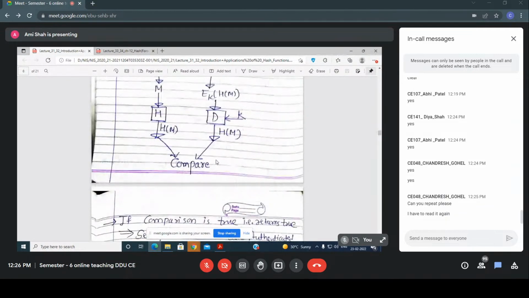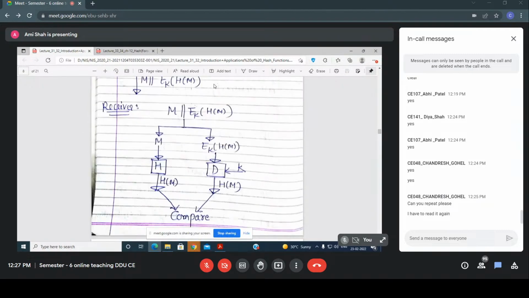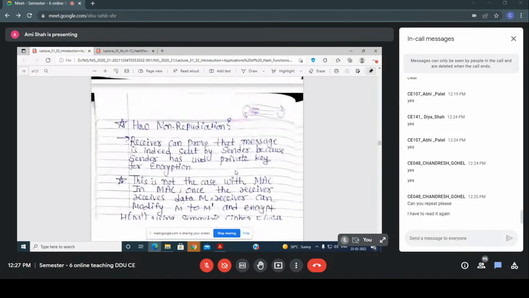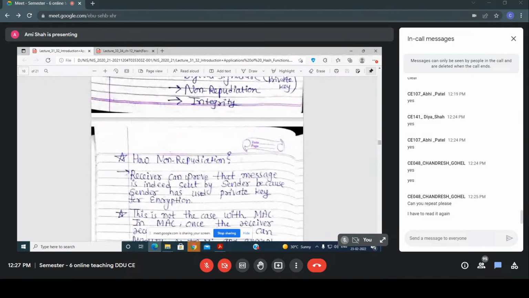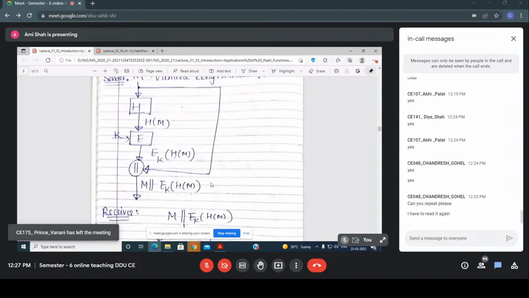See, this is the concept of MAC, where hash plus symmetric encryption is done, right? So what is the problem that I have already told you. In the digital signature, the receiver can prove that the message is sent by the sender because the sender has used the private key for encryption. But this is not the case with MAC. In a MAC, once the receiver receives the data M, the receiver can modify M to M dash. See this scenario that I have explained.